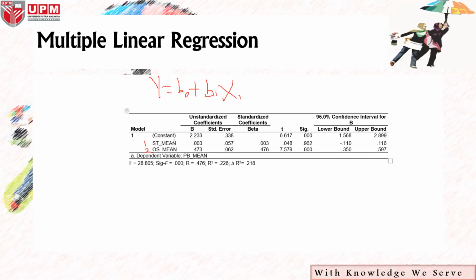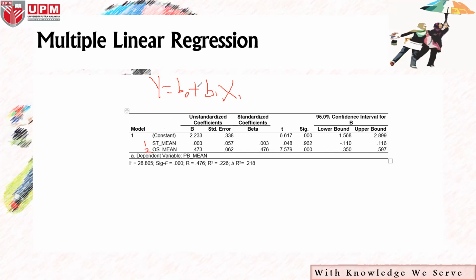Okay, how do I know there are two variables in my model? Okay, the name untuk table ni we call it as model. Okay, so now based on our model, how do I know that there are two independent variables? Based on the list here. Okay, ST mean and OS mean. ST mean referring to social trust, OS represent the organizational support.